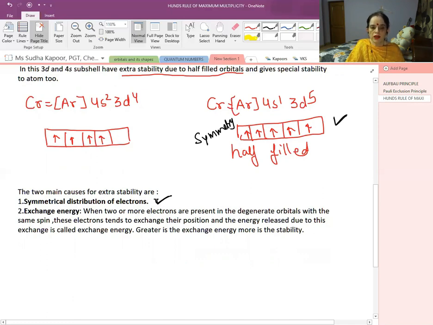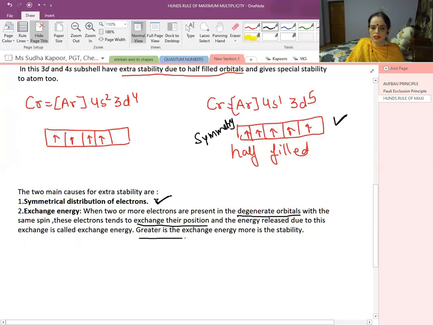Now the second main factor for the extra stability of 3d5 is the exchange energy. So the question arises, what is exchange energy? When two or more electrons are present in the degenerate orbitals, remember this is a very important term, degenerate, that is the equal energy orbitals, with the same spin, these electrons tend to exchange their position and energy. While exchanging their position, some energy is released. And due to the release of this energy, they will occupy the low energy value. So the energy is released, and due to this exchange, the word exchange energy arises.